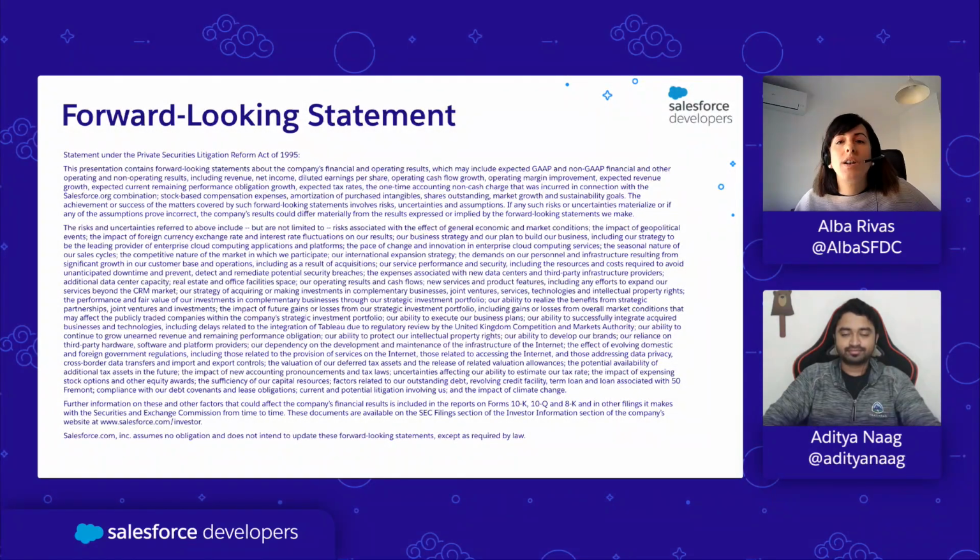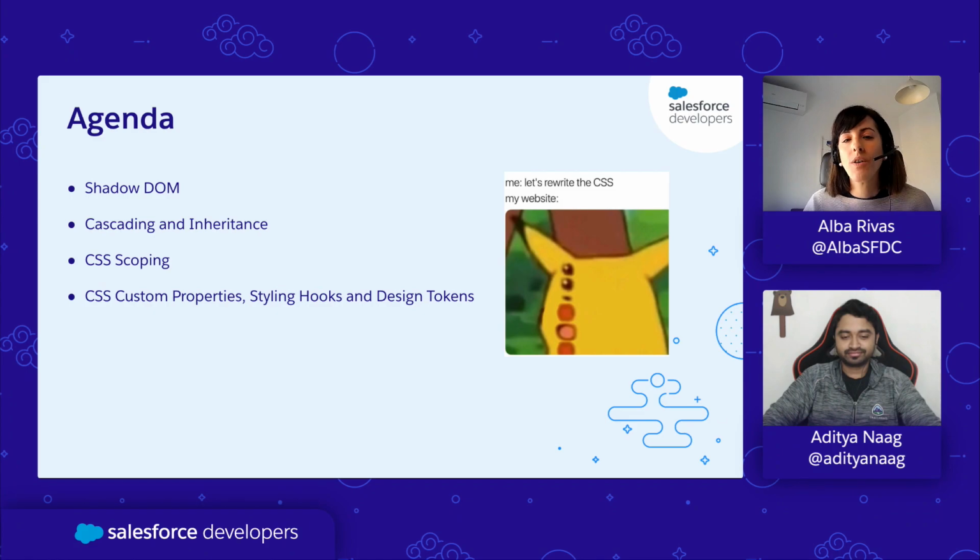This is a forward-looking statement slide, our favorite slide, which just means that Salesforce is a publicly traded company and you should make purchasing decisions based on the functionality that is generally available. But almost everything that we are going to see today is GA still, except a tiny thing which is styling hooks, and I think styling hooks are going to become GA very soon. So no worries at all.